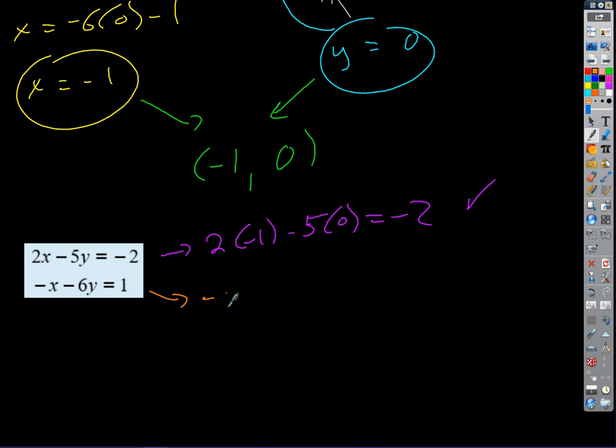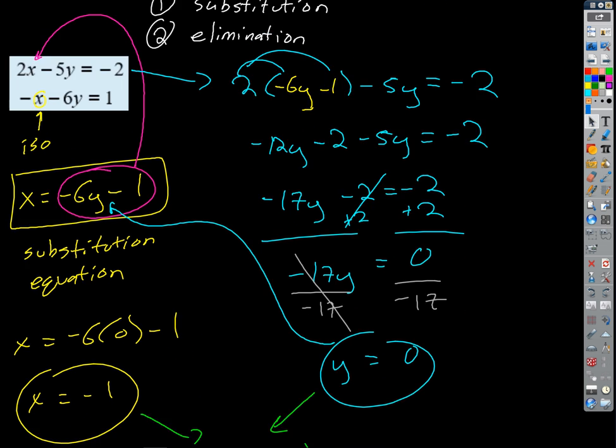Negative 1. What's that? 1. Good. Minus 6 times 0 equals 1. That's true, isn't it? So it checks in both equations, so we know it's correct. Okay? All right. Good stuff.